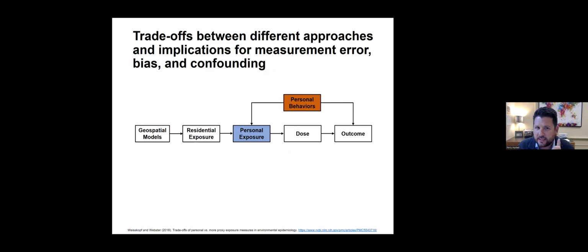But when you start moving to this sort of personalized exposure assessment, you really have to start thinking about personal behaviors and how those now might be the primary confounding factor. And if personal exposures, at least for etiological research, are better than residential-based exposures, which might be this sort of latent exposure variable in some situations. Mark Weiskopf has this nice paper on the trade-offs between personal and proxy measures. That becomes really clear when you start digging into this long-term time series of time activity patterns.